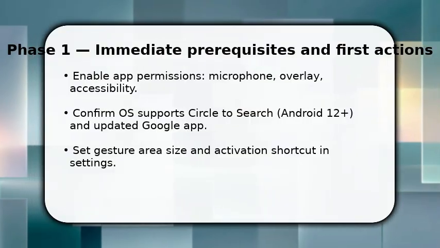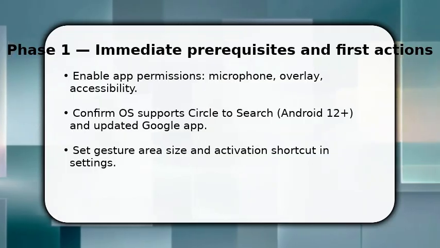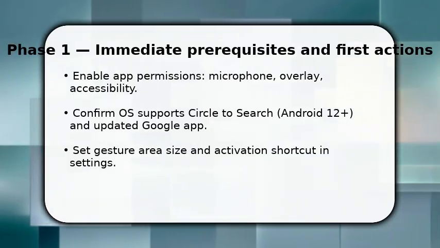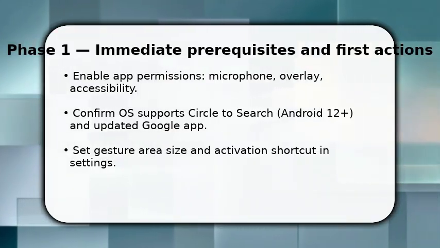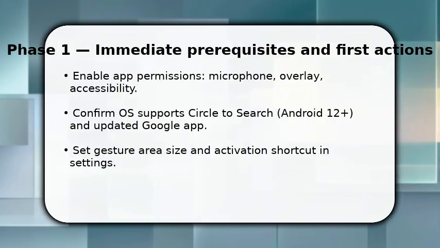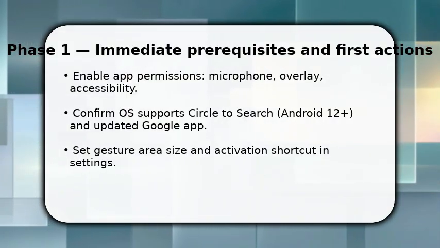You're going to enable and trigger Circle to Search now. First, grant microphone and overlay permissions. These let the assistant capture what you circle. Once done, confirm your device runs Android 12 or later and update the Google app so the feature appears.